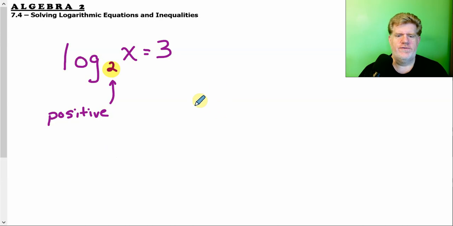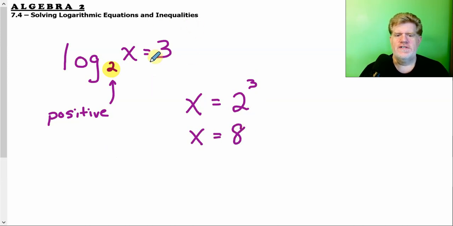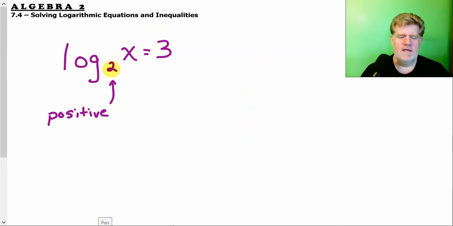So if I rewrote this, wouldn't this mean that x equals 2 to the third? Which in this case then x equals 8. So since this number out here is technically an exponent, and I'm taking the exponent to this base, my answer for x is always going to be positive. Here's what I mean by that. I'm going to just take any number. Let's take the number 4.